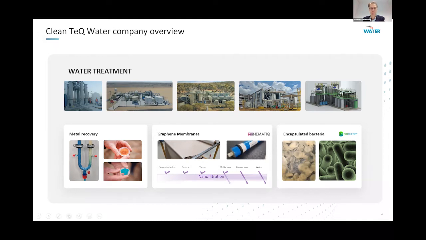We'll discuss that in a bit more detail in the next slide. And a third one is encapsulated bacteria. These are a way to intensify bacterial processes to treat wastewater, especially nutrients. We have our own factory where we produce those lenses. You see lenses in this picture here. So we use it in plants like the ones you see on top, but we're also looking to sell that directly into the market as a consumable.